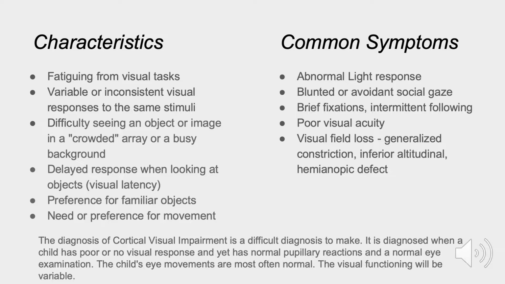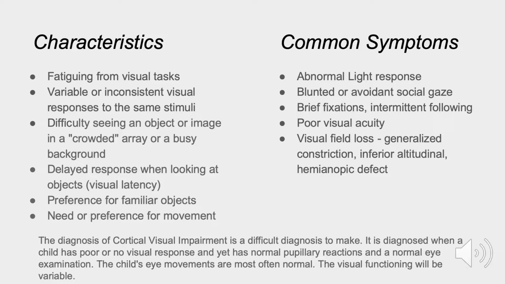Some of the different characteristics of CVI are fatiguing from visual tasks, variable or inconsistent visual responses to the same stimuli, difficulty seeing an object or image in a crowded array or a busy background, delayed response when looking at objects, otherwise known as visual latency, preference for familiar objects, or need or preference for movement.